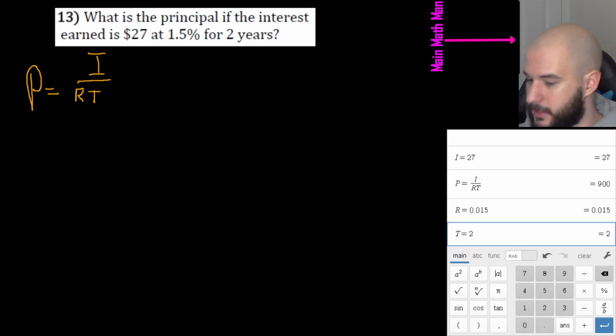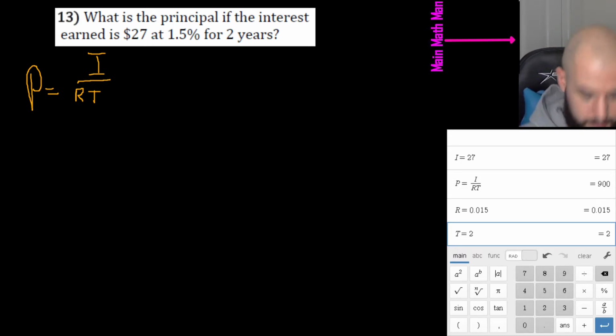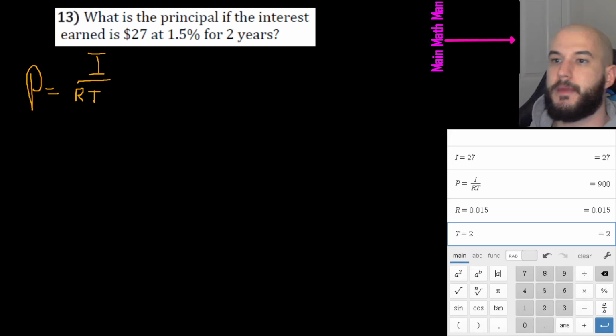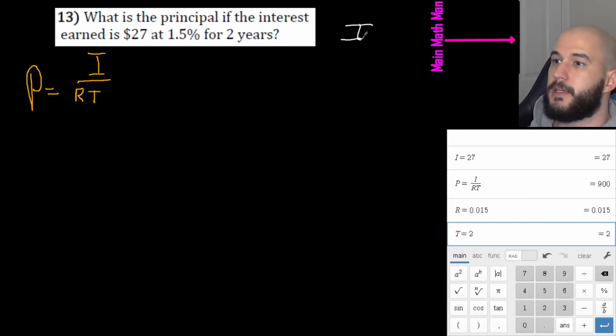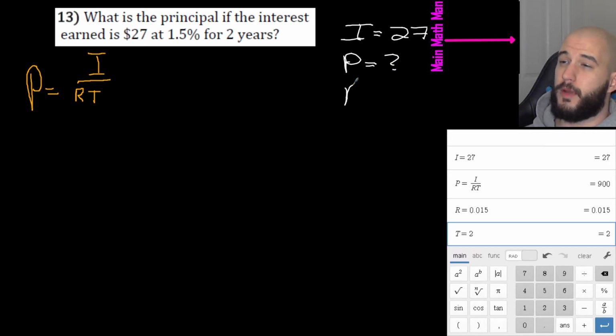And so, if I have my pen wherever, oh, there, of course it's attached right there the whole time, that's okay. So for example, again, you would write like this. Maybe say you want to do the normalize, so you could say, all right, I know my interest is going to be equal to $27. I know my principal is going to be what we're looking for. The rate is that 0.015, and the time we said is 2 years.